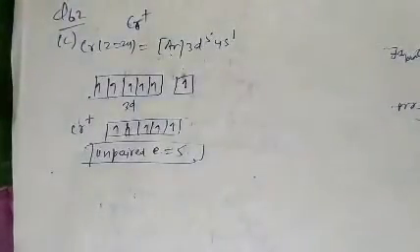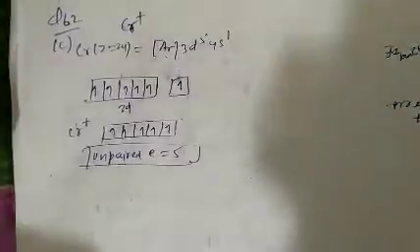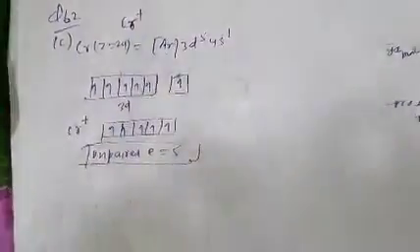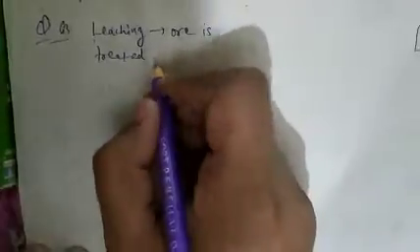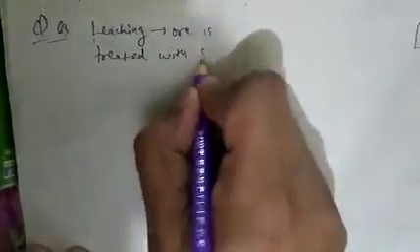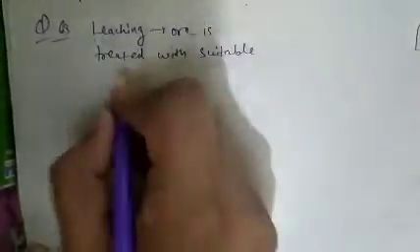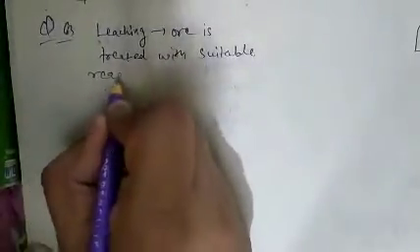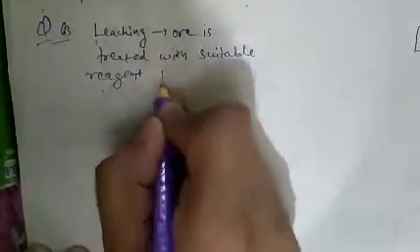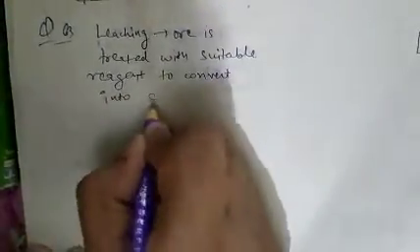See question number 63. In question number 63, what is given there? The question is on the cyanide process. Question number 63 is related to leaching. As we know, in leaching, the ore is treated with a suitable reagent to convert it into a soluble complex.